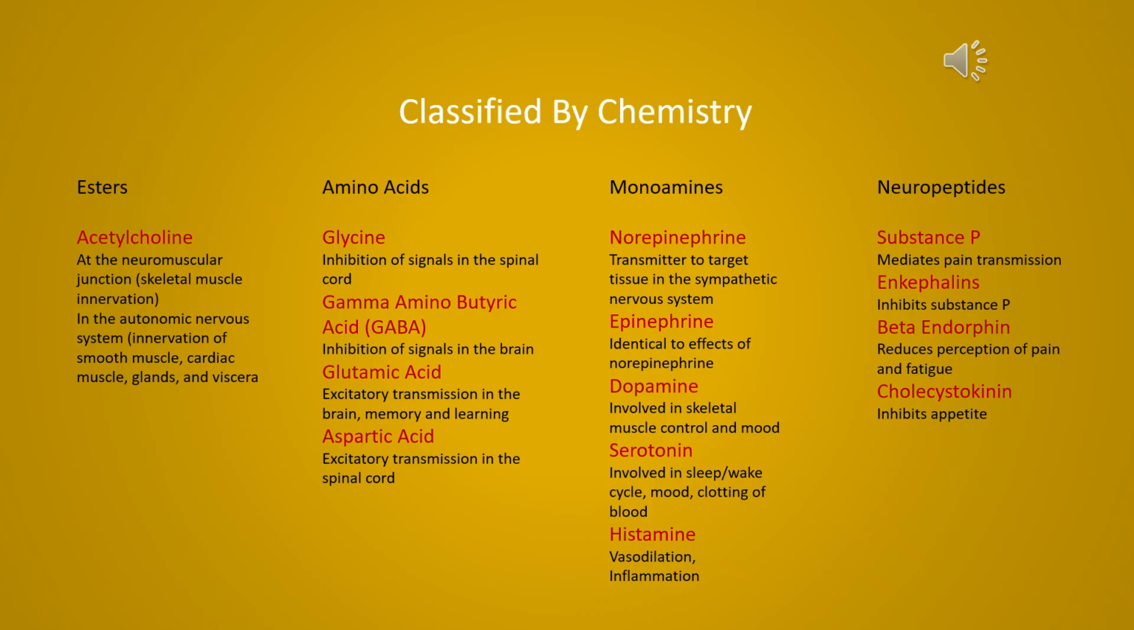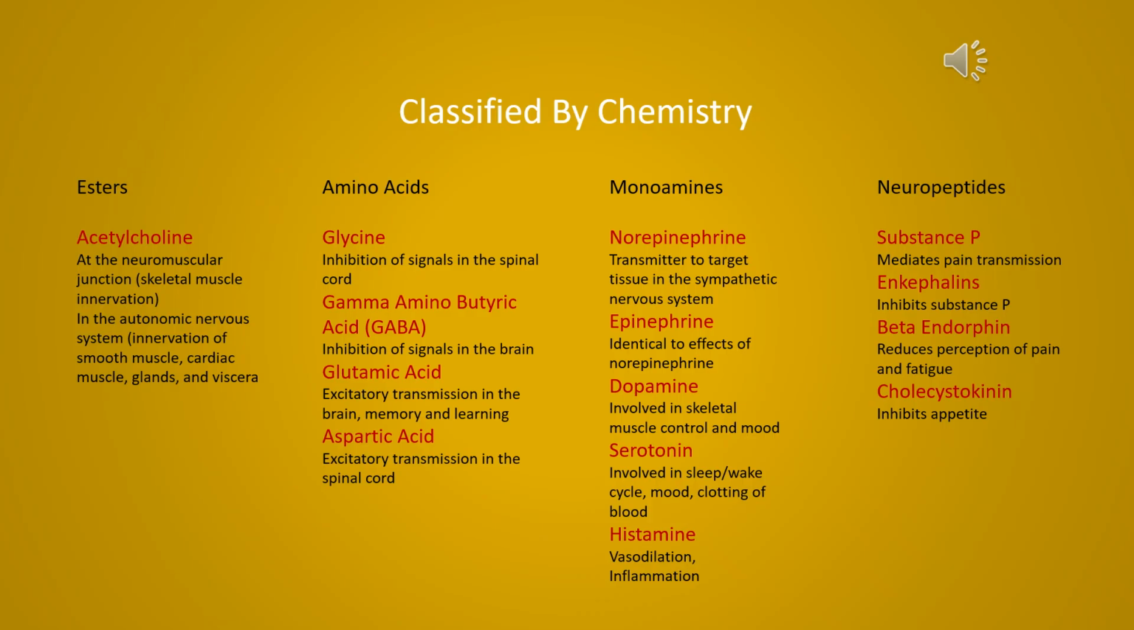Aspartate, or aspartic acid, also is an excitatory neurotransmitter. The difference between it and glutamic acid is location. So the aspartate is primarily used in the spinal cord. Glutamic acid is primarily used in the brain. Now we get to the monoamines that I was talking about on the previous slide. The monoamines are amino acids that do not have a carboxyl group. So it is part of an amino acid, not the whole thing as we had in the other category.